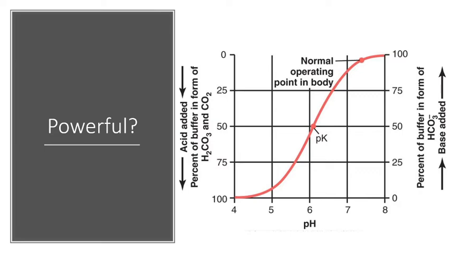The second reason why it doesn't seem like it'd be a good buffer is because the actual concentrations of bicarb are not that high. If you think of your concentration of sodium and other osmotically active ions, bicarb is actually relatively low. It's about 20-ish. So it's not as if there's a huge amount of it in the plasma. But there is a reason why it's powerful. That's what I'm coming on to.